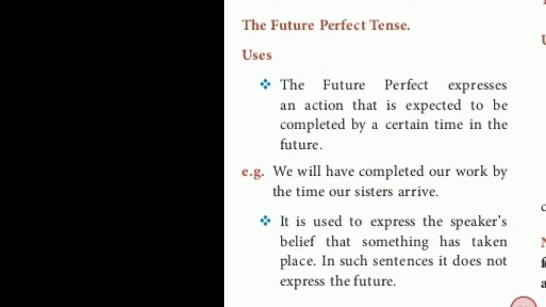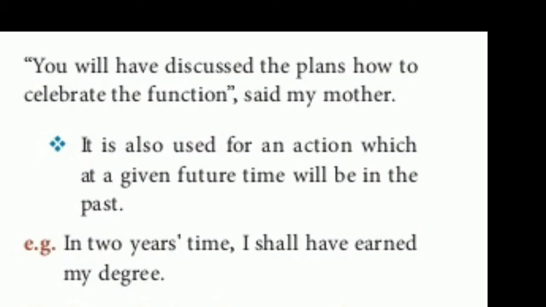The future perfect tense uses. The future perfect expresses an action that is expected to be completed by a certain time in the future. We will have completed our work by the time our sisters arrive. It is used to express the speaker's belief that something has taken place. In such sentences, it does not express the future. You will have discussed the plans how to celebrate the function, said my mother.